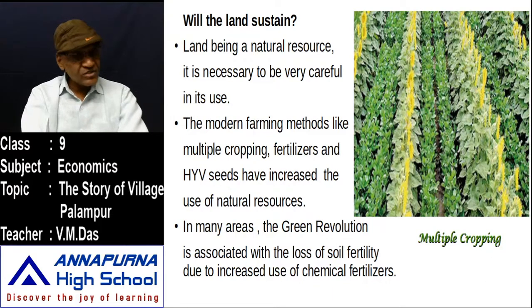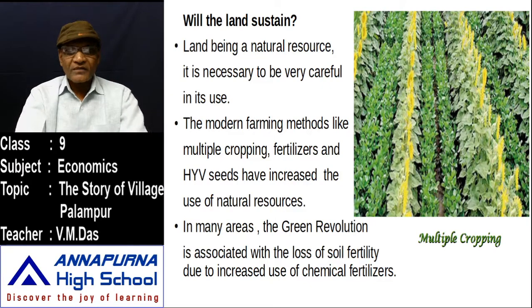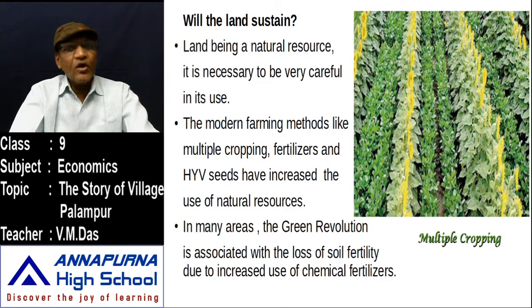Due to increased use of chemical fertilizers, when we use them indiscriminately, you can use fertilizer to get good production, but if we use chemical fertilizers excessively, that also creates so many ill effects. Because of this green revolution and the use of excessive fertilizers, that led to the loss of soil fertility. So soil fertility is lost.